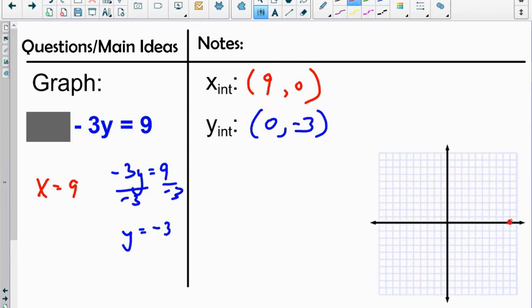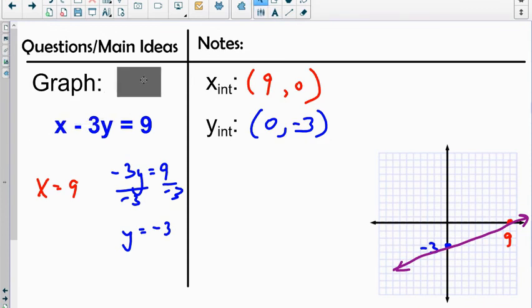So I plot my x-intercept at 9, 0. I plot my y-intercept at 0, negative 3. I graph my line by drawing a straight line through the points and extending with arrows. Feel free to pause and copy down this information before moving on to the next example.